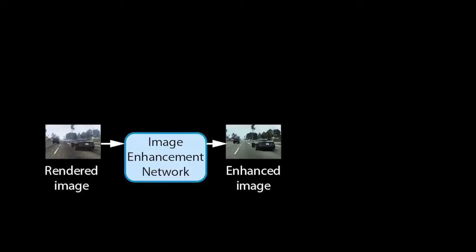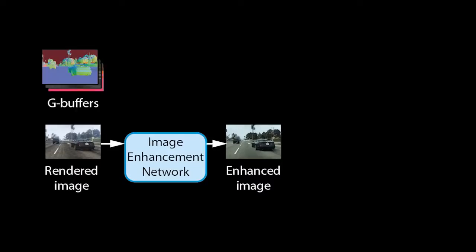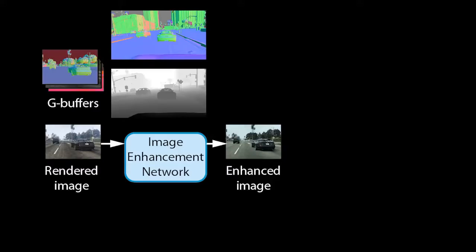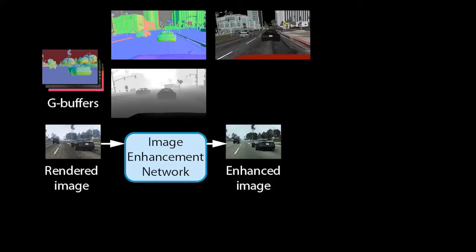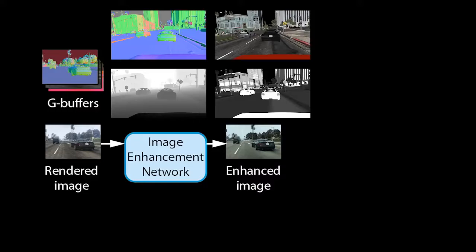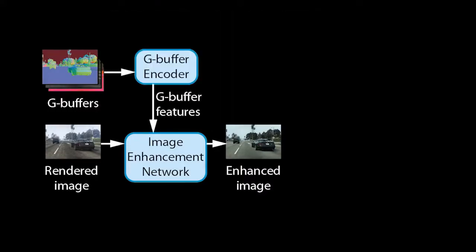Our method takes a rendered image from the game and passes it through an image enhancement network to produce an enhanced image. We further extract a set of rendering buffers, called G-buffers, produced by the game engine. G-buffers contain geometric information, such as surface normals or distance to the camera, material information such as albedo or glossiness. They may also contain information about the lighting in a scene. We pass the buffers through a G-buffer encoder network to produce feature tensors at multiple scales. The tensors encode the information about the rendered scene.